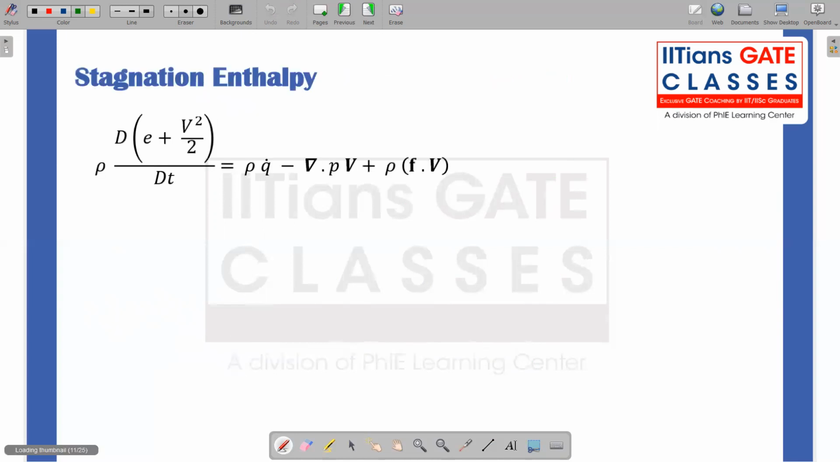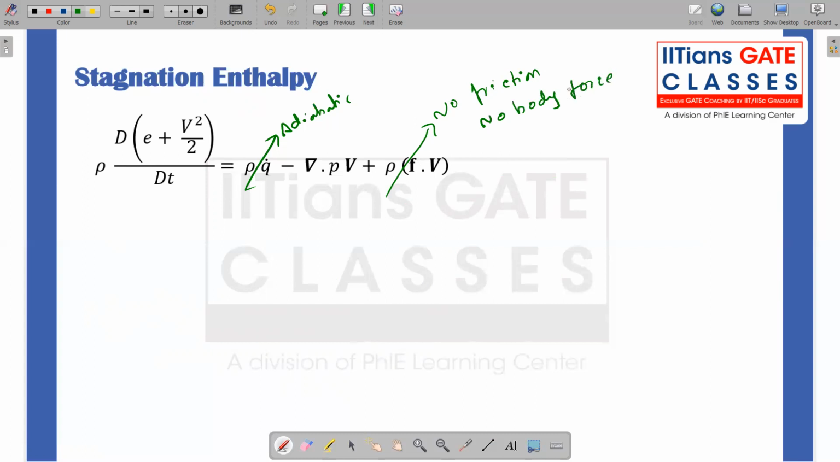So let us move on to define a stagnation enthalpy. To define a stagnation enthalpy, I will assume the flow to be adiabatic, and again I assume there is no friction and no body force. Am I assuming it as steady? No, I am not assuming it as steady as of now. We will see it. All I am assuming is adiabatic.